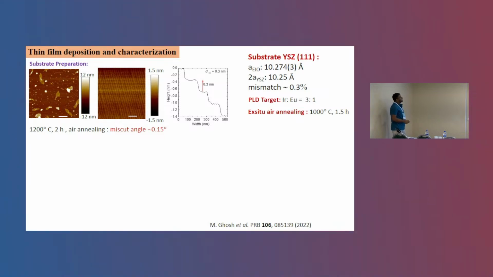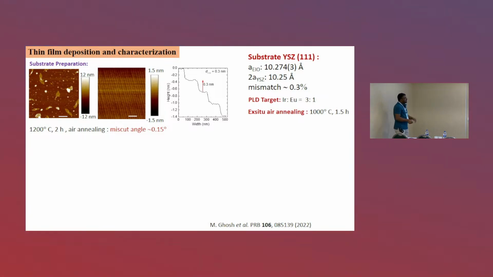So we have studied the sample in thin film geometry. For the substrate we used YSZ (111) substrates, as the lattice parameters of the sample and substrate are close to each other: double the lattice parameter of the substrate is close to the lattice parameter of the sample, and if we calculate the lattice mismatch, it comes to 0.3%.